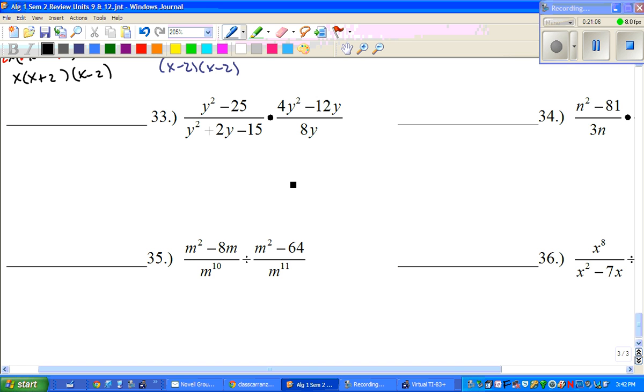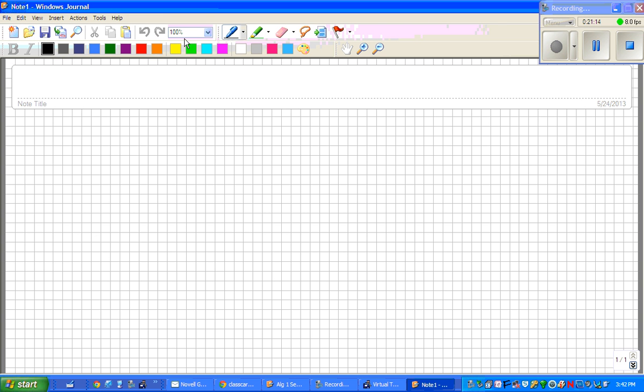Number 33. I'm going to do this one on a separate sheet of paper. And we have the y squared minus 25. We have to factor that. We have the 4y squared minus 12y. We have y squared plus 2y minus 15. And then the 8y. Well, nothing can really happen with that 8y, so you're good.